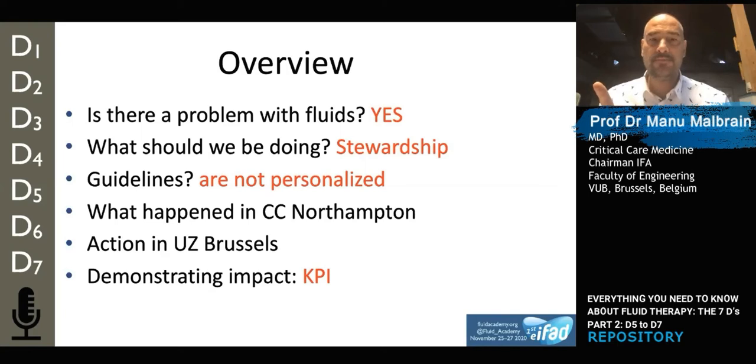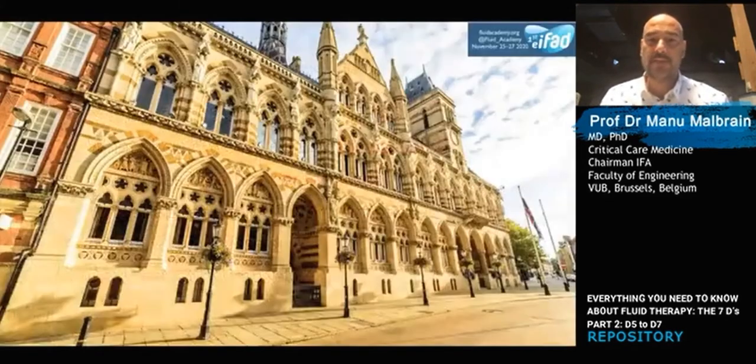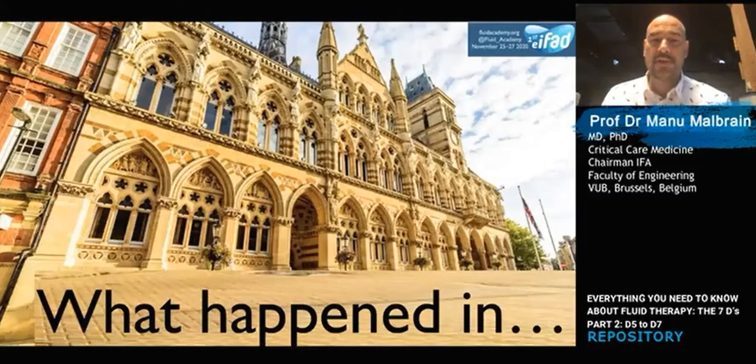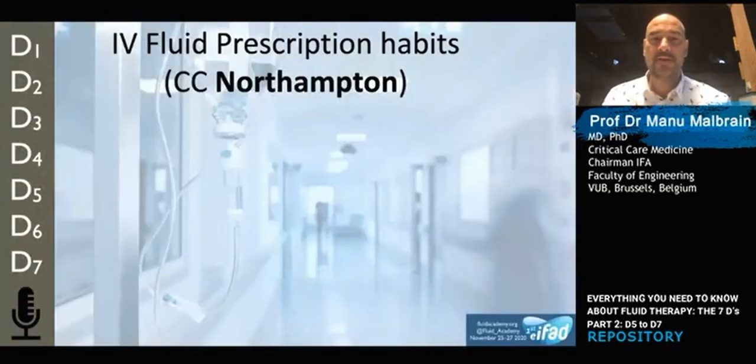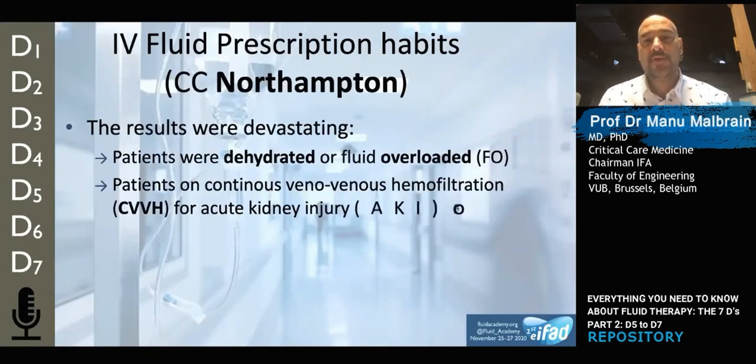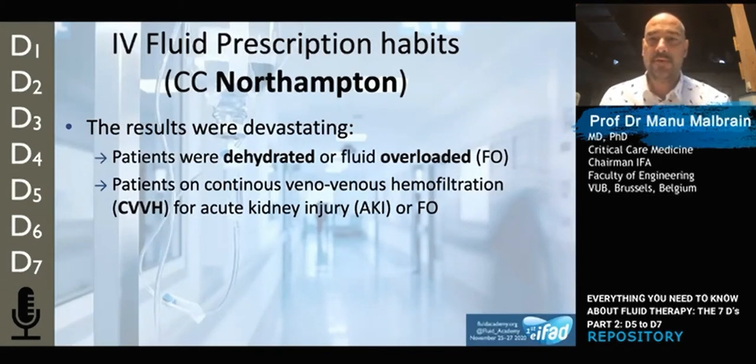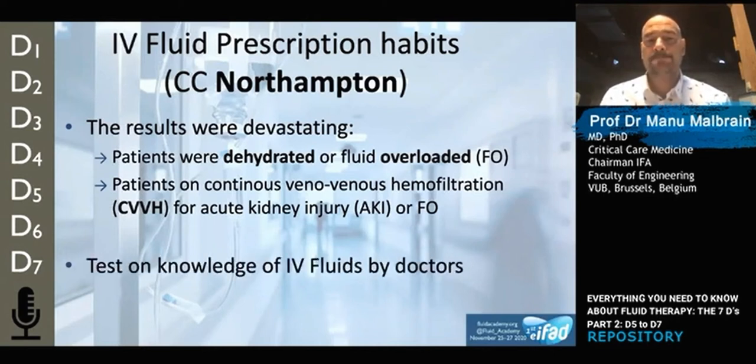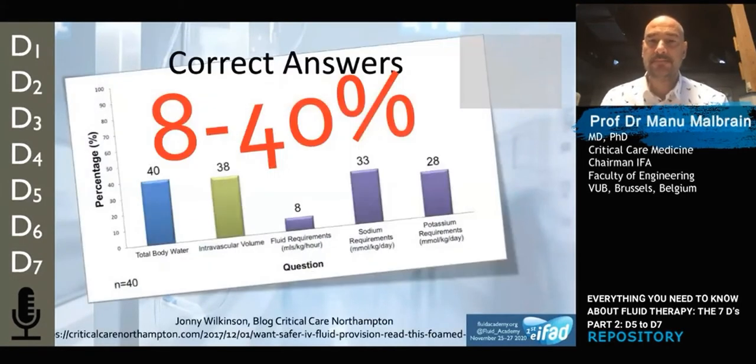So there is definitely a problem. You should aim for fluid stewardship. Guidelines are not personalized, and you can demonstrate an impact with some key performance indicators. So what happened, this is obviously Northampton. A good friend, Johnny Wilkinson, looked at IV fluid prescription there, and he found that some patients were dehydrated or fluid overloaded, and patients were on CVVH for either overload or underload. And the test on the knowledge of IV fluids by doctors was poor. Correct answers on average for different questions were around 8 to 40%.